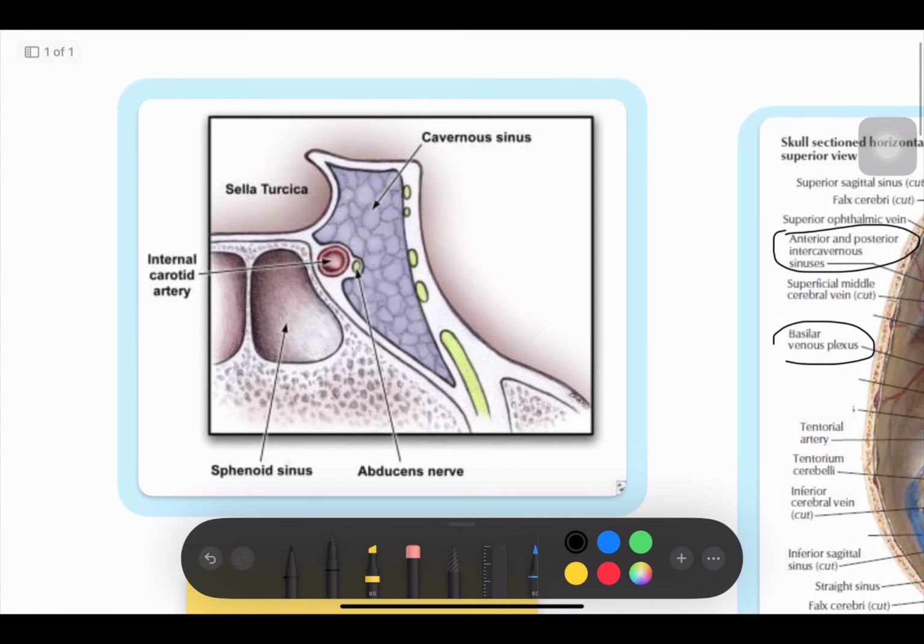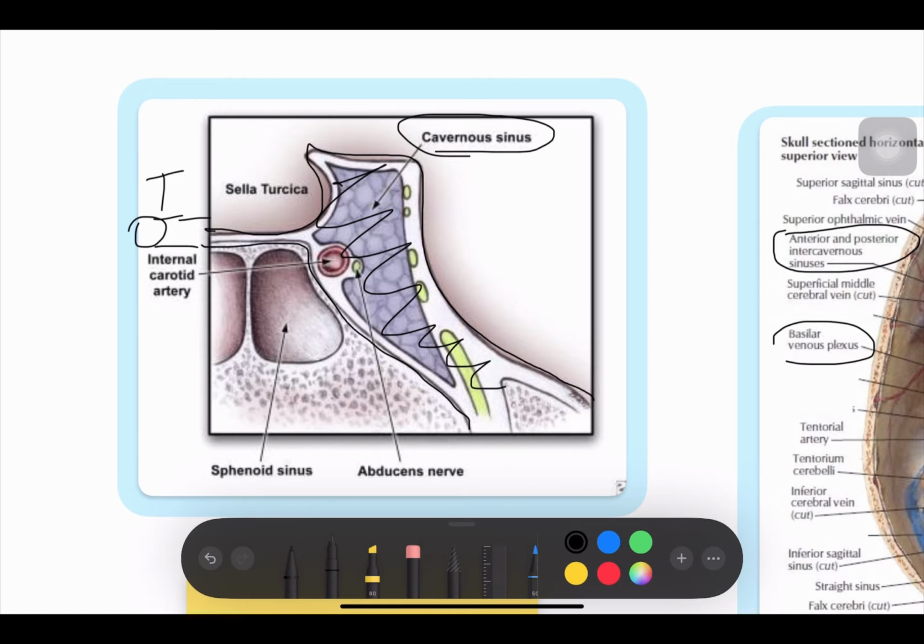As we know, a sinus is formed by the space between two dural layers. Over here we can see the endosteal layer of the dura mater, which is closely associated with the bone, and this is the inner meningeal layer of the dura mater. The space formed between the outer endosteal and the inner meningeal layers gives us the sinus, and here we are talking about the cavernous sinus.